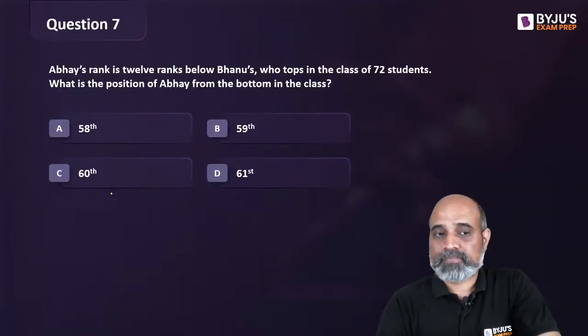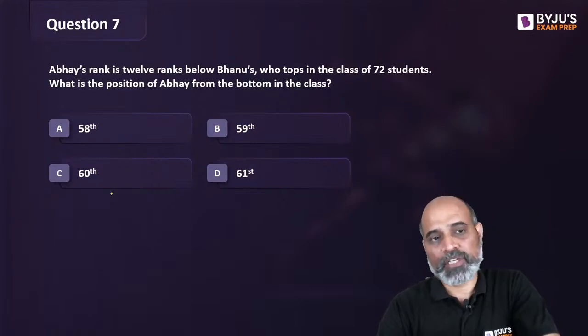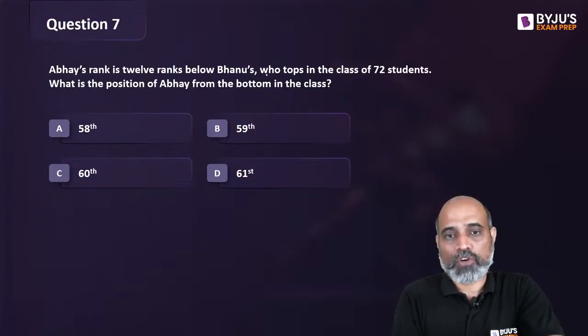Okay, next one. Abhay's rank is 12 ranks below Bhanu's, who tops in the class of 72 students. What is the position of Abhay from the bottom of the class? Okay, so who और भानु के बीच में कॉमा है, so this who is भानु.